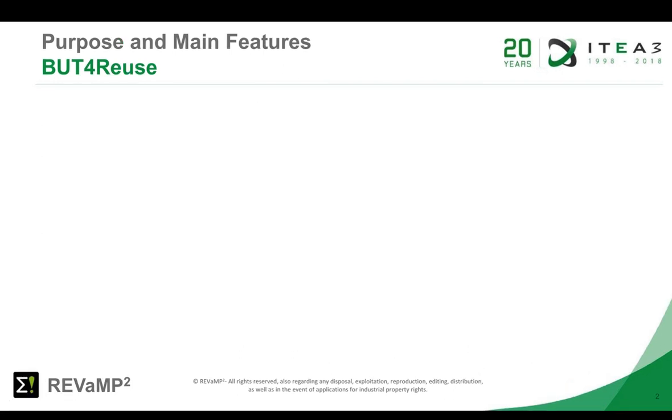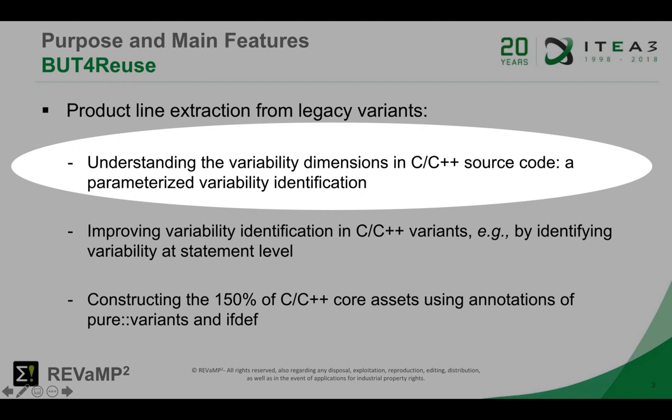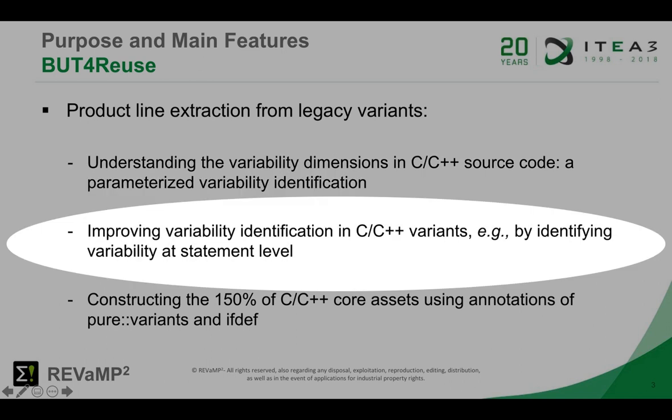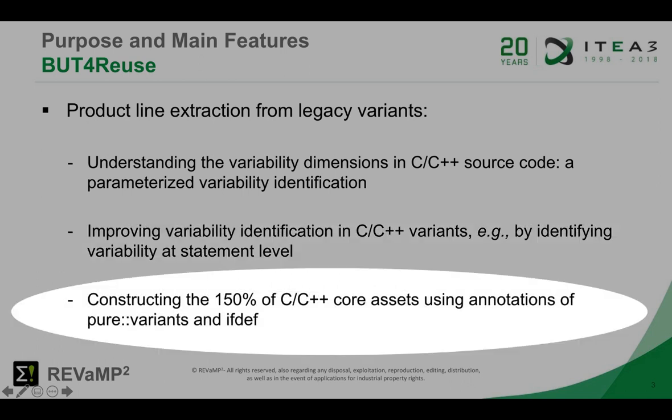The last version of BUT4Reuse is improved in 3 points. The first one is the understanding of variability dimensions in C and C++ source code by parameterizing the adapter of BUT4Reuse. The second one is the improving of variability identification in C and C++ variants, for example, by identifying variability at the statement level. The third one is related to the constructing of the 150% of C and C++ core assets using annotations of pure variants and ifdef.